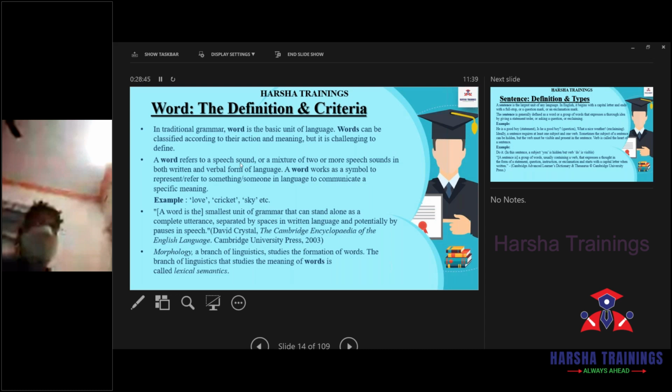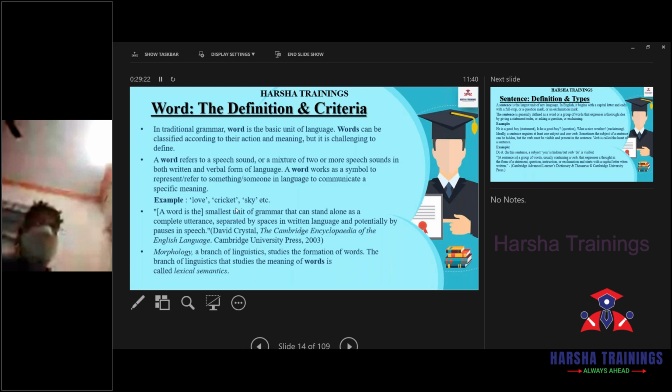So a word refers to a speech sound. Technically, it is nothing but a sound, or it might be a mixture of 2 or more speech sounds. What do you mean by speech sound? What is a speech sound? Online, anyone? What is a speech sound? Anyone heard of syllables? Syllables. Syllable.